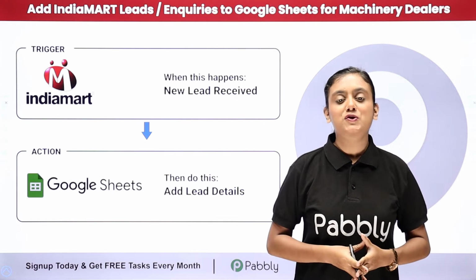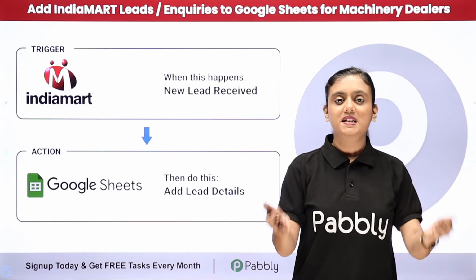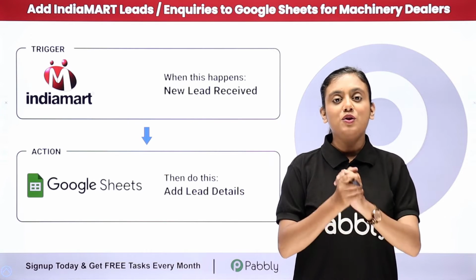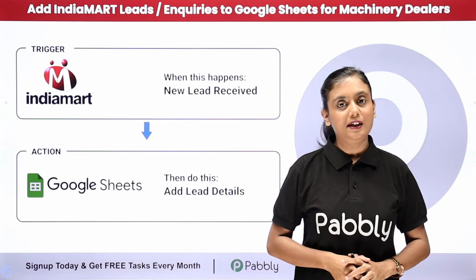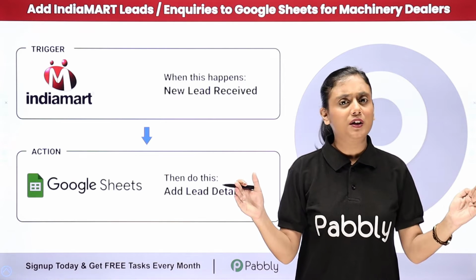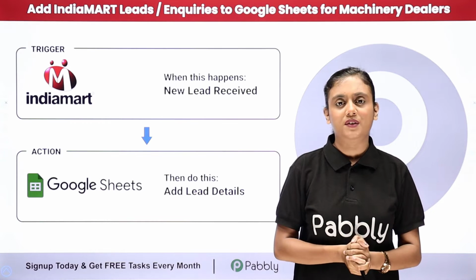Just imagine you promote your business using IndiaMART. You receive a new lead every single time. You have to create the record of the lead's details in your Google Sheets. Now think of doing that manually if you receive multiple leads every single day.